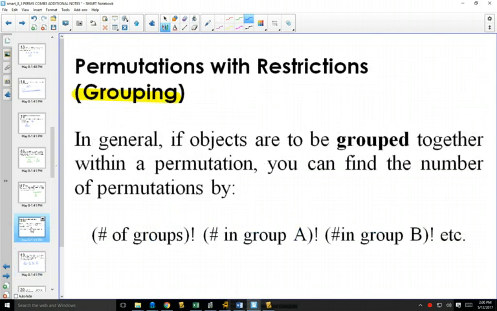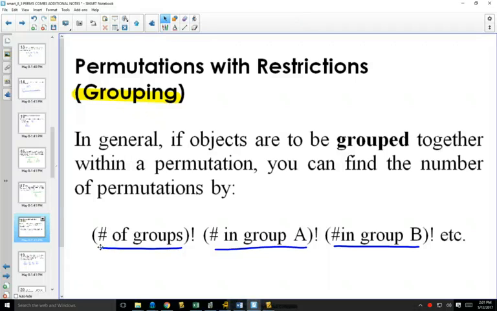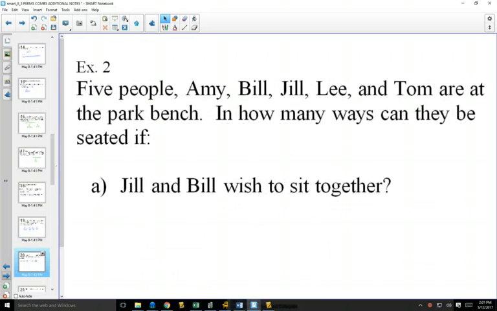So on the slide before, that's what the grouping strategy says. We say how many groups factorial, then group A factorial, group B factorial, and so on and so on. Sometimes you will get groups of 1, and we're going to get an example of that today. What does it look like if something is in a group of 1? It's still part of the overall groups, but 1 factorial afterwards won't be necessary.